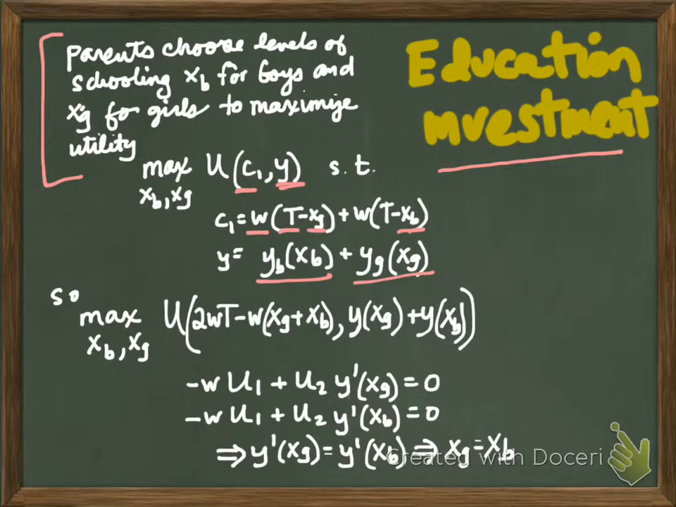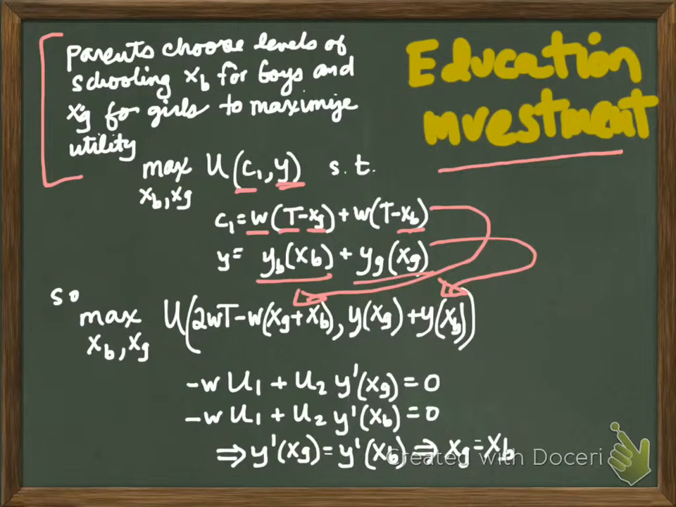So we go back to our original problem, and we put in the definition of C1 in here, and the definition of Y in the second part. So the utility depends on your consumption today and tomorrow. Imagine the first period and the second period for the adults of the family. To solve this maximization problem, we take the derivative of the utility with respect to the amount of time boys are spending in school and the amount of time girls are spending in school. We set each one of those equal to 0, and then we see what that gives us.